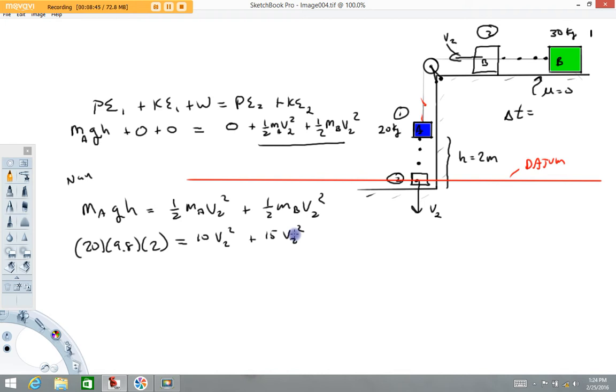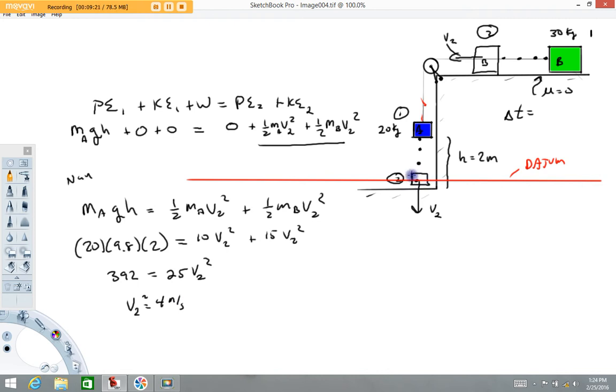I'm going to take a moment here and just calculate a numerical value. So this reads 392 equals 25 v squared. That's v2 squared. If I go ahead and solve that for v2, I get 3.96, and I'm just going to call that approximately 4 meters per second. So v2 is going to hit the ground at about 4 meters per second.